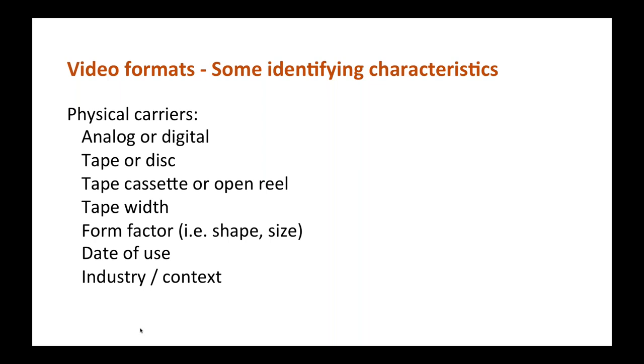Video can also be stored on magnetic tape, like a VHS, or it can be stored on a disc, like a DVD. Another difference is that videotape can be housed in a cassette, also like a VHS, or it can be open reel. And I should say, when I say video, I should say tape, but we'll talk about that too when we go to audio. Or in an open reel that is exposed, and we'll look at examples of that.